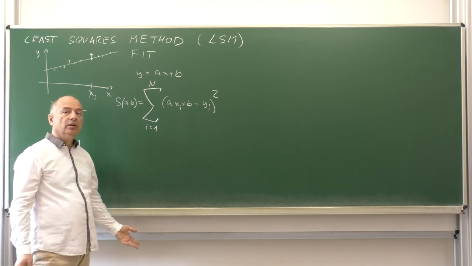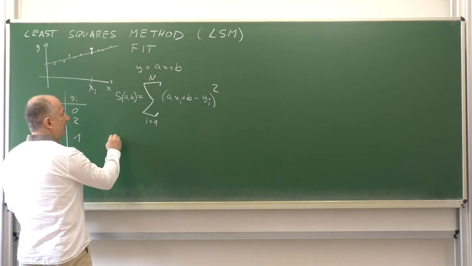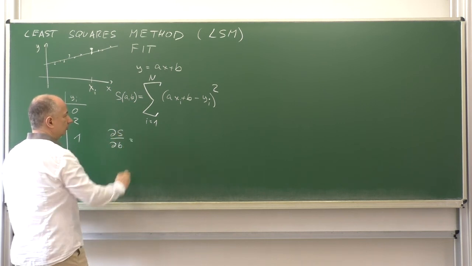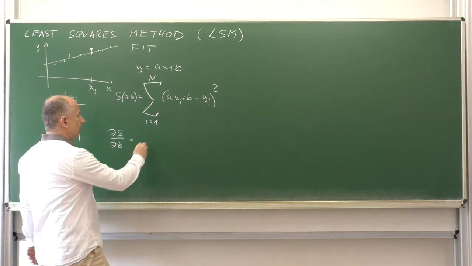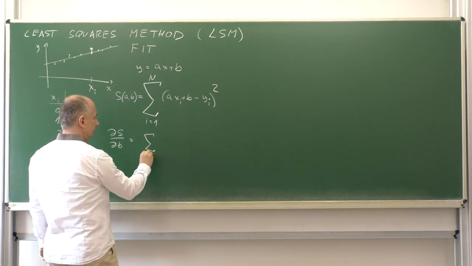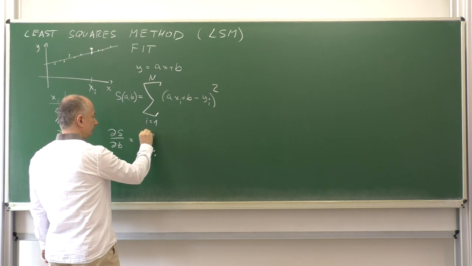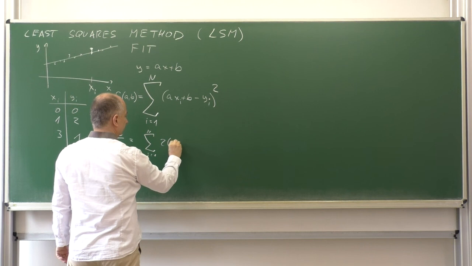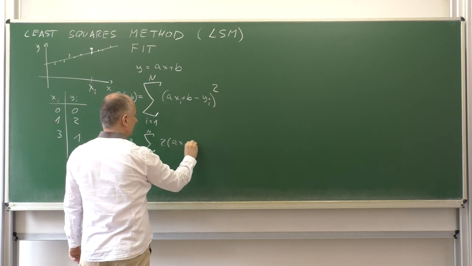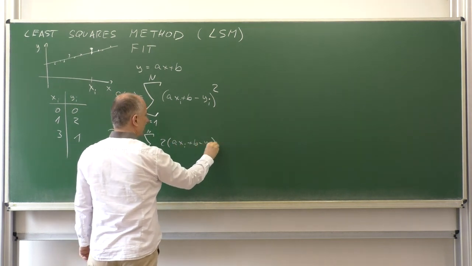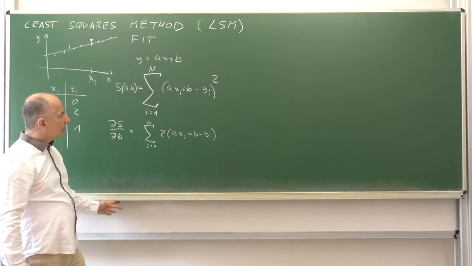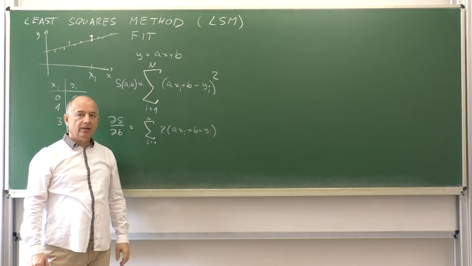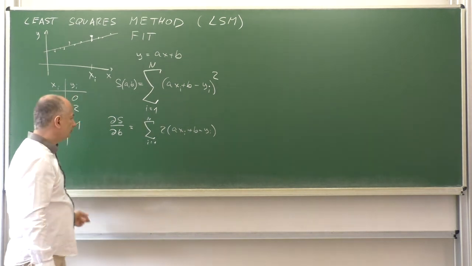So we compute the partial derivatives. Let's start with the partial derivative of S with respect to b. The derivative of a sum is the sum of the derivatives. And the derivative of a square is 2 times the bracket, a xi plus b minus yi, possibly times the derivative of the inner function, but the derivative of the bracket with respect to b is 1.